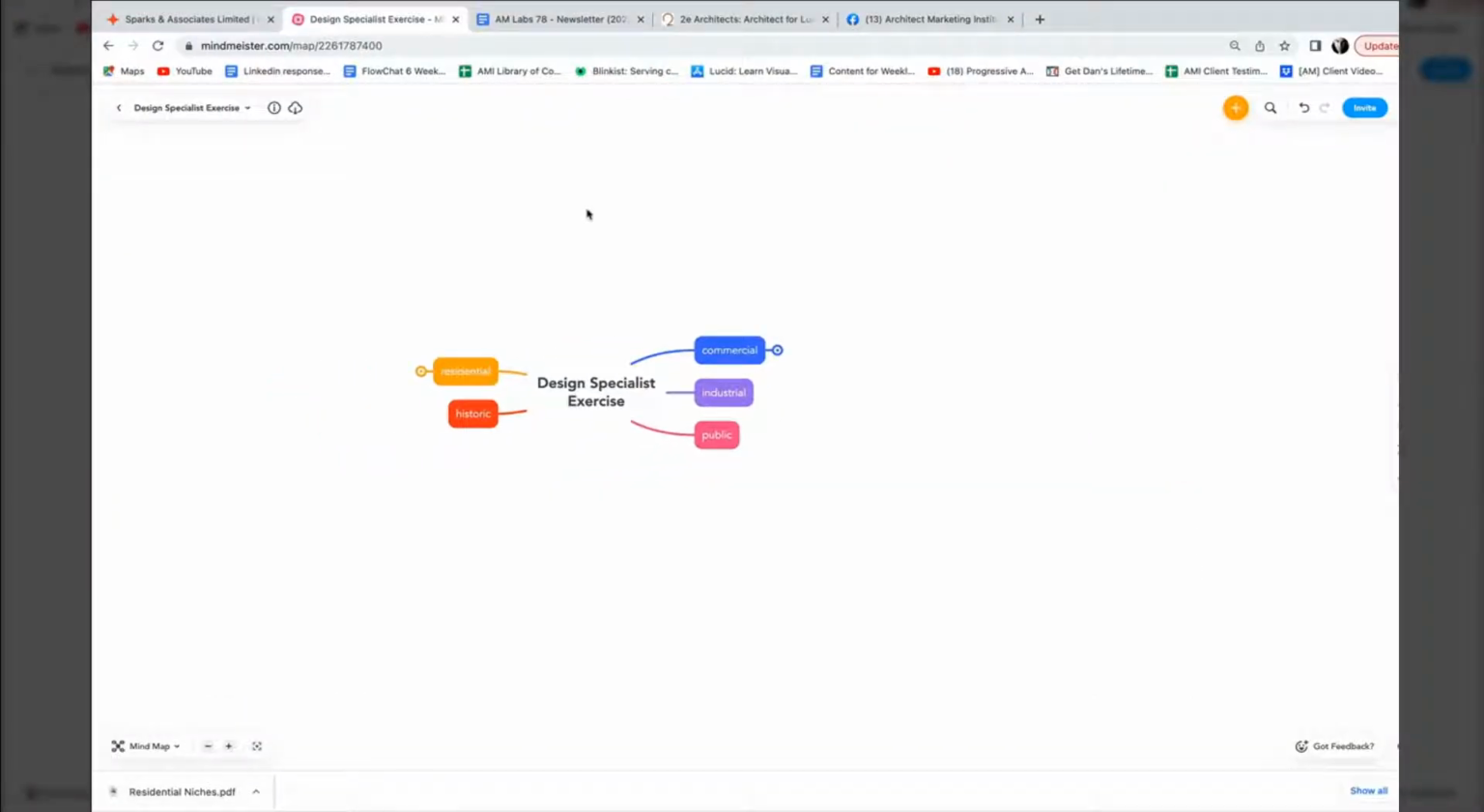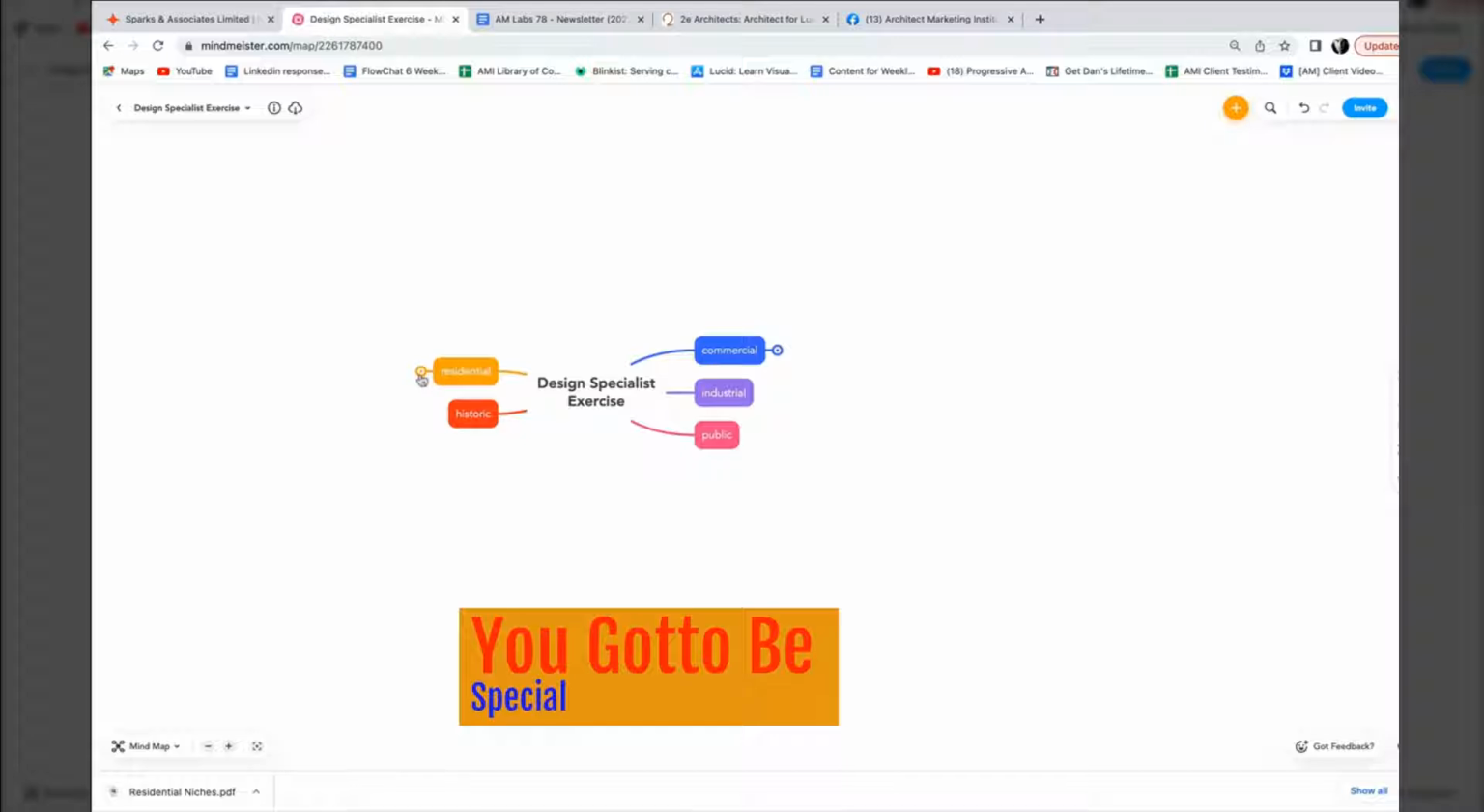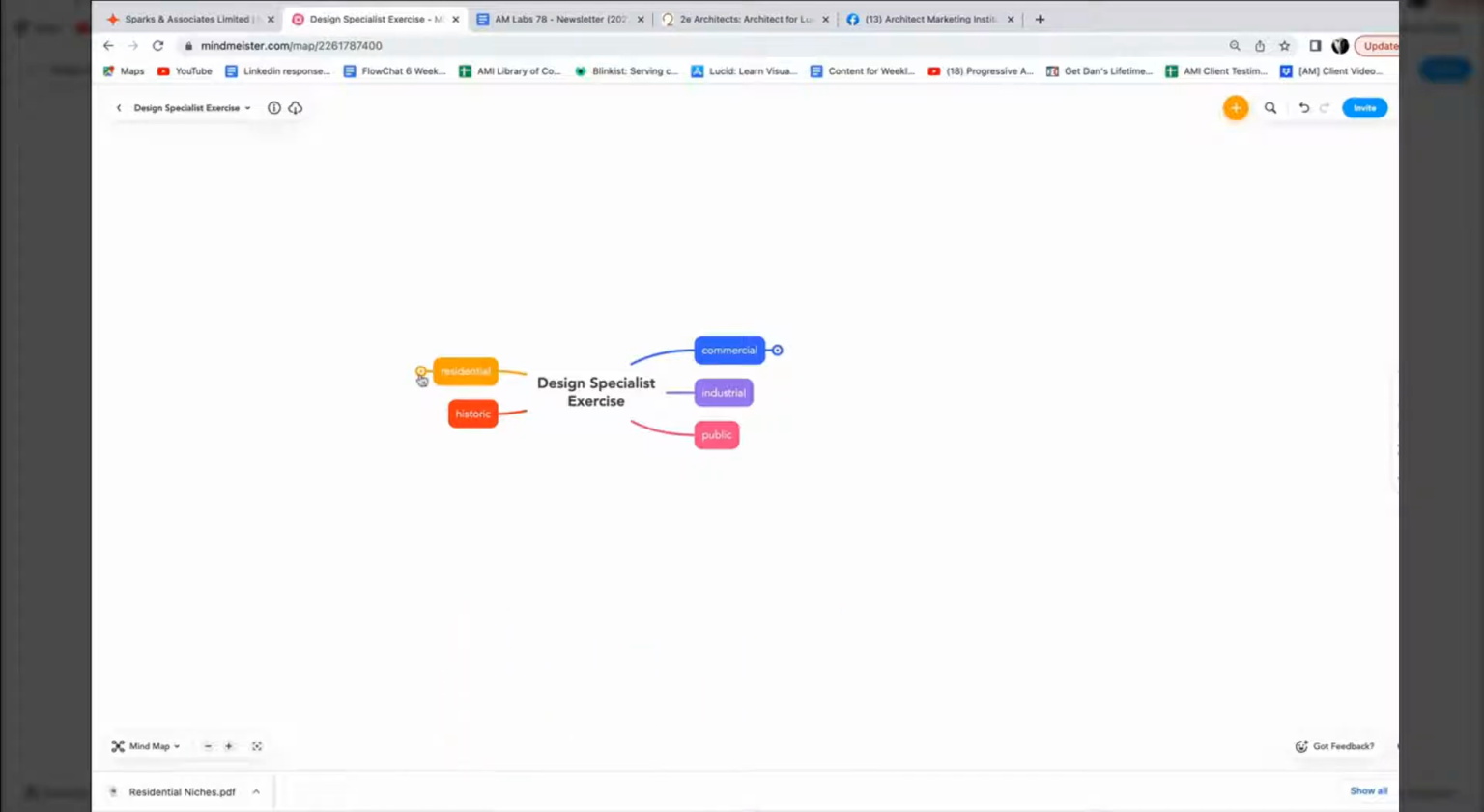Right, so design niches. Now obviously you could drill down on any of these, but it really is useful to position yourself as a specialist. And just to say I'm a commercial specialist or industrial or public, historic or residential is probably not enough. You need to drill down. So that's what I want to do here. And I want to show you what we can do when we drill down on a niche.